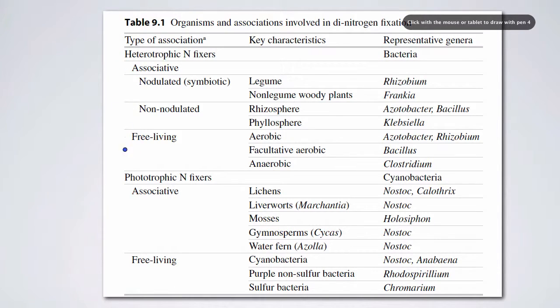So to recap, we have heterotrophic nitrogen fixers and phototrophic nitrogen fixers, and the heterotrophs, representing the bacteria, can be associative or free living. In the same sense, the phototrophic nitrogen fixers, which tend to be cyanobacteria, can be associative, so they're symbiotic, or free living.